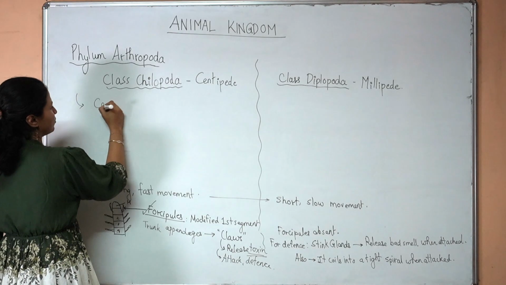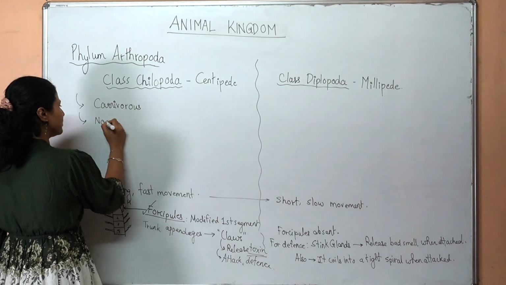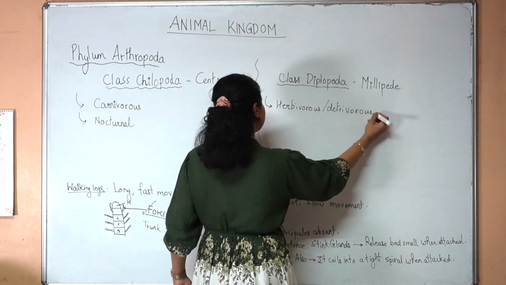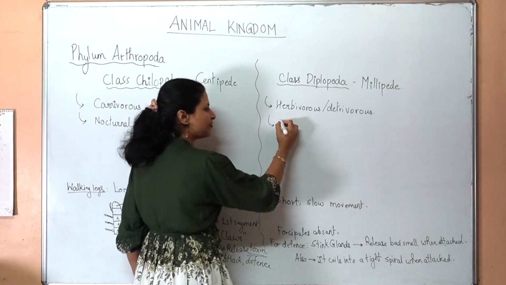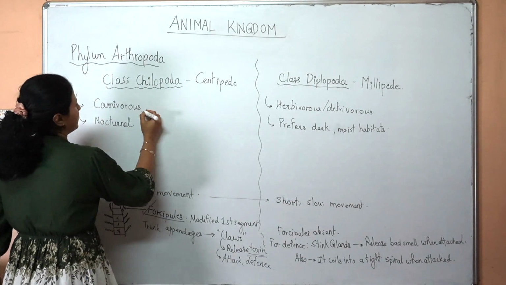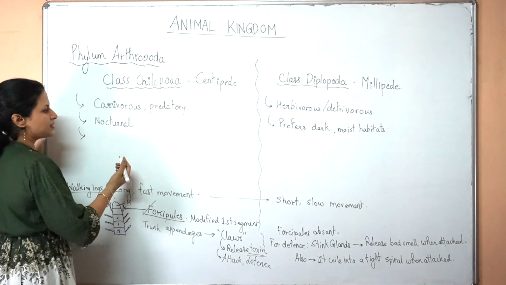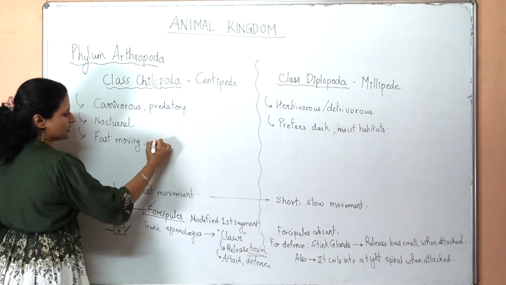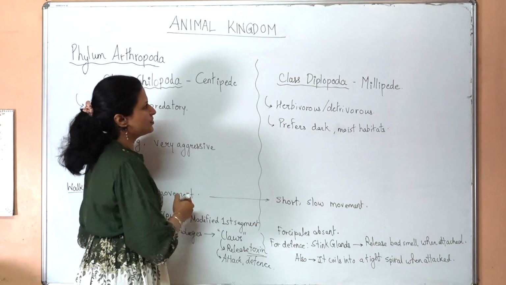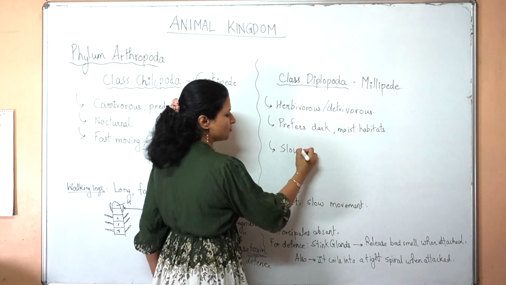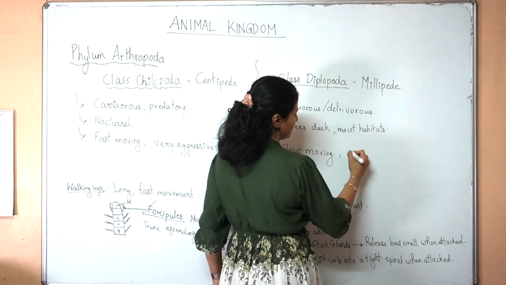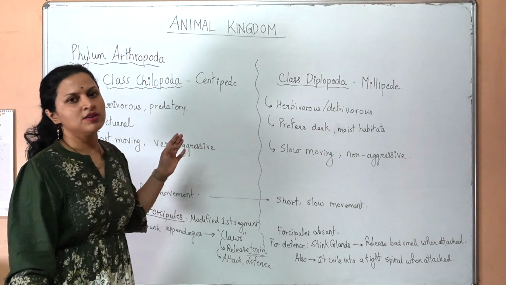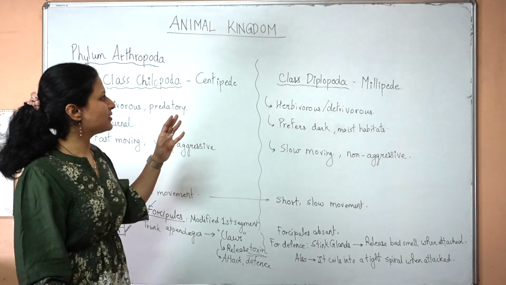Centipede is said to be carnivorous and nocturnal, and the millipede is said to be herbivorous or detritivorous, and it is not strictly nocturnal as such, but it prefers dark habitats. The centipede is carnivorous and predatory. And the last point is that this one is very fast moving because of its long legs, and it's quite aggressive. On the contrary, millipedes are slow moving because of their short legs, and this one is non-aggressive. They do not bite. Clear? So these were the key differences between the two classes, class Chilopoda and class Diplopoda.